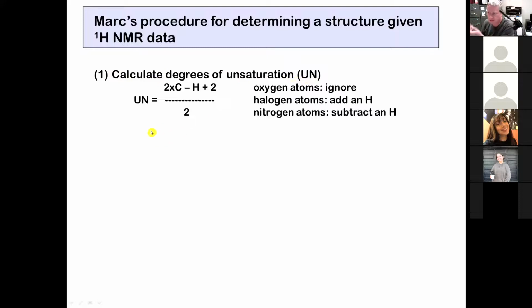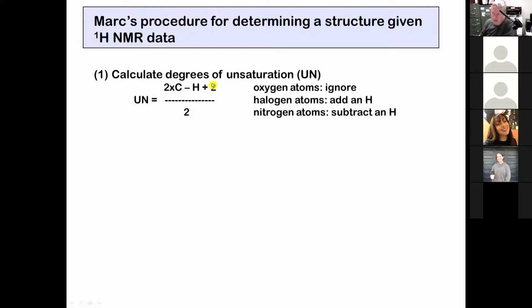So the way you do this is you take 2 times the carbons minus the hydrogens plus 2, okay? You divide it all by 2. And before you do that, oxygens you ignore, halogens you add an H, nitrogens you subtract an H. If you do this before, you'll always get the right answer.